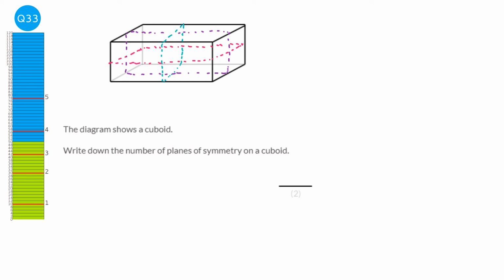Now you might think that diagonal ones will work with this. Diagonal ones only work with cubes, not cuboids. So our answer is 3.